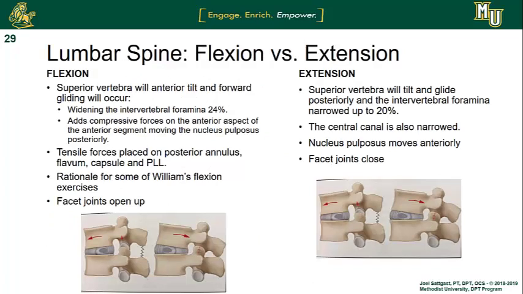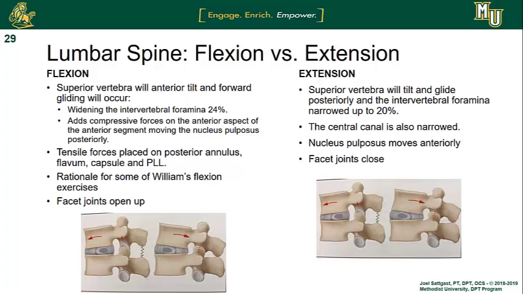As you move into flexion, the superior vertebra will anterior tilt and forward glide. That allows that intervertebral foramina to widen by approximately 24%, but it does create an anterior compressive force on the intervertebral disc such that the anterior segment moves the nucleus pulposus posteriorly.